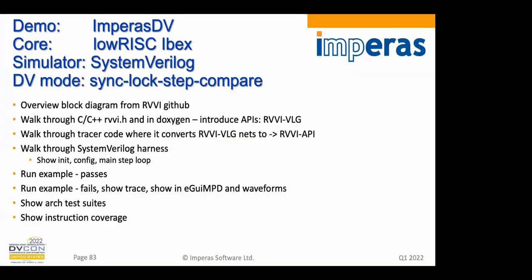Yes, thank you, Lee, for that demonstration of Imperas DV with the lowRISC Ibex core using a SystemVerilog simulator. What you showed there was the synchronous lockstep compare, where we looked through the different things on the RVVI. We looked at the APIs in there. We looked through a little bit of the connection of the tracer, a bit about the harness, and then we saw some runs and passes and a bail and some instruction coverage. So thank you very much for that demo, Lee.